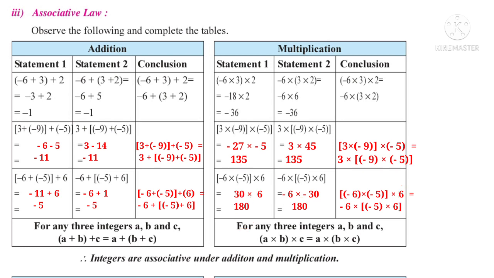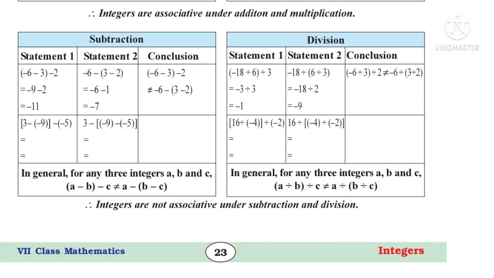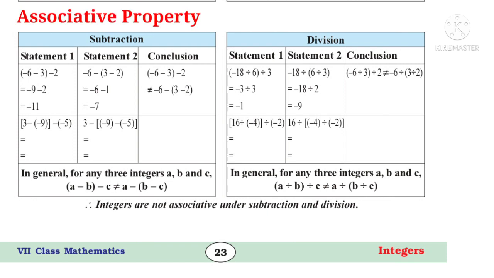Now observe the equality symbol in the conclusion. So we can say that for any three integers a, b, c, (a into b) into c is equal to a into (b into c). Therefore, integers are associative under addition and multiplication. Now, associative property in subtraction and division operations.